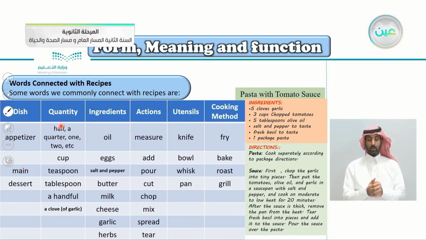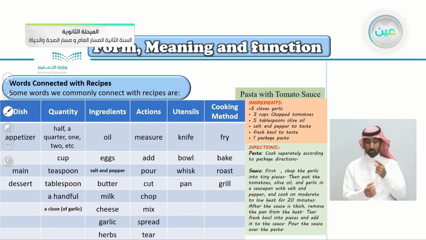The quantity of the thing that you want to cook: half, a quarter, 1, 2, and so on. Half a gram, half a kilogram, a quarter kilogram, 1, 2, etc. Or cup. Cup is used as a quantity: 1 cup of flour, or a teaspoon, 1 teaspoon of salt or pepper. The same thing with tablespoon. A handful, to take with your hand, or a clove used with garlic. So a clove is used with garlic.